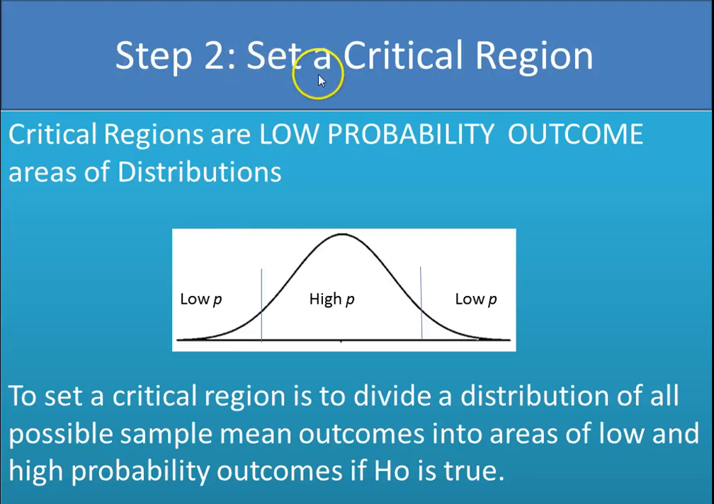Step 2 is setting a critical region. Of all the steps, perhaps this is the most difficult to conceptualize. So let's first define what a critical region is. Remember that in the last unit we talked about distributions, right? This is a symmetrical distribution, and you may remember from our discussions on probability that the high probability outcomes are located in the middle of the distribution, and the low probability outcomes, remember those extreme scores, they're located out here in the tails of the distribution.